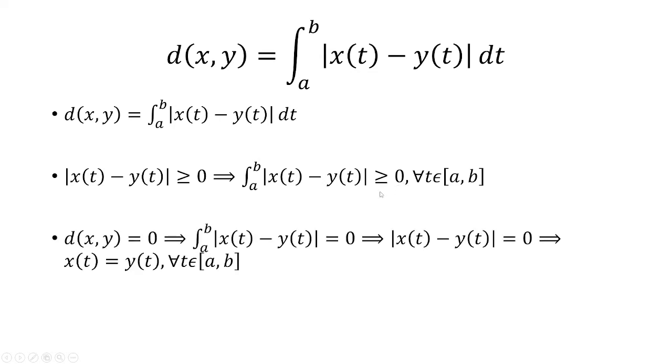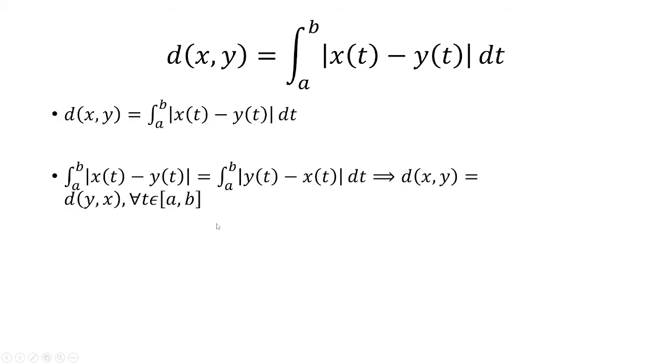It's equal to 0 only when x(t) is equal to y(t). Because if the integral of a non-negative region is 0, that means the region itself has to be 0. In other words, the absolute value of x(t) minus y(t) is 0, which means x(t) is equal to y(t).